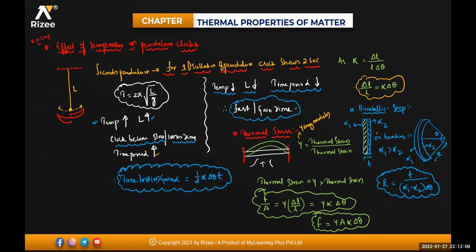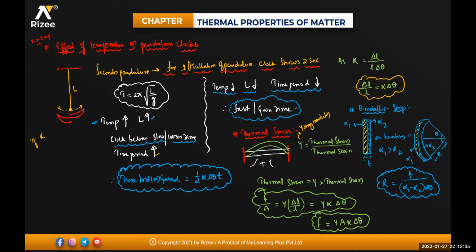Okay, so this is the condition. On heating, alpha 1 will be on the outer side and alpha 2 will be on the inner side. Any doubt in this one to anyone? No, sir. If alpha 2 is greater than alpha 1, at that time what happens?